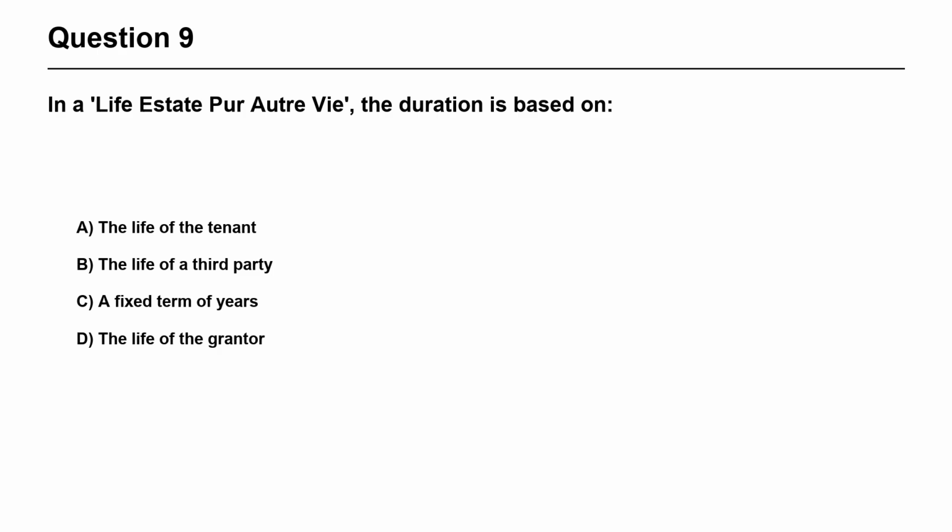Question 9. In a life estate per autre vie, the duration is based on A, the life of the tenant. B, the life of a third party. C, a fixed term of years. Or D, the life of the grantor. The correct answer is B, the life of a third party. Per autre vie means for the life of another.